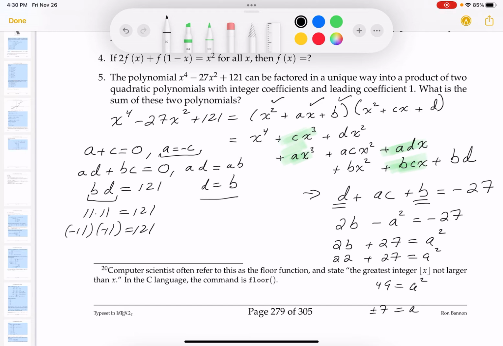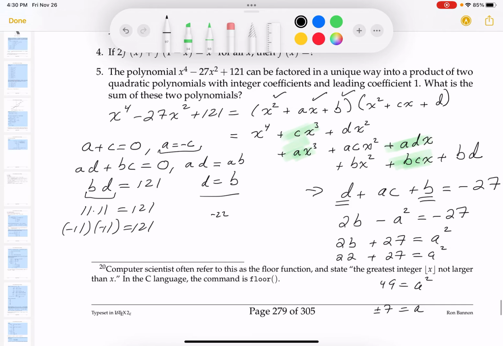You know what? I'm going to try minus 11. See what I get over there. So 2 times minus 11, right? I just tried 11, by the way. I might as well try minus 11. That would be minus 22. Again, this is if D equals B equals 11. Now I'm saying D equals B equals minus 11. And that would be minus 22 plus 27 equals A squared. And this would be 5 equals A squared. Well, that's not an integer. So this is out of the question.